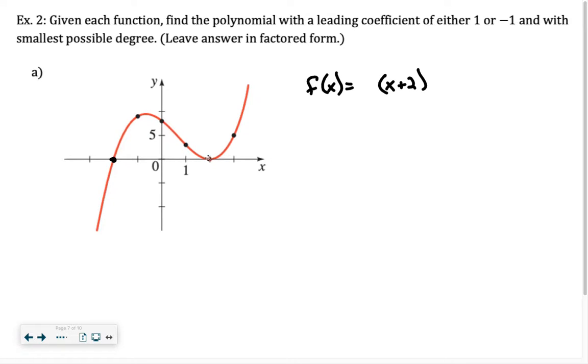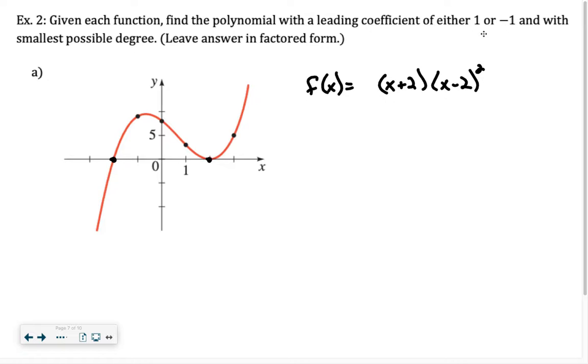Now, my other 0 is over here at +2. So the factor for that would be x minus 2. Now, this time the graph just touches there. That means that I'm going to have an even multiplicity. We're going to assume that any even multiplicity from a graph is just 2. So that takes care of my zeros.